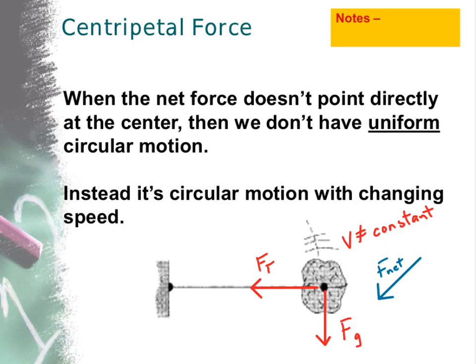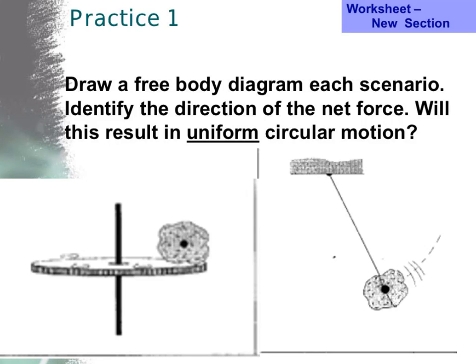So that's why we don't have uniform circular motion in this case. But we do have circular motion. So I want you to go ahead and practice on a piece of paper. Draw a free body diagram for each of these two scenarios. Identify the direction of the net force and ask yourself, will this result in uniform circular motion?